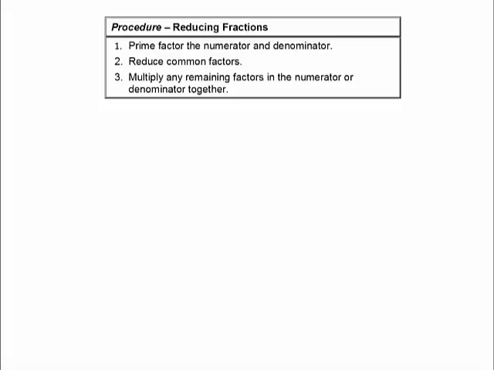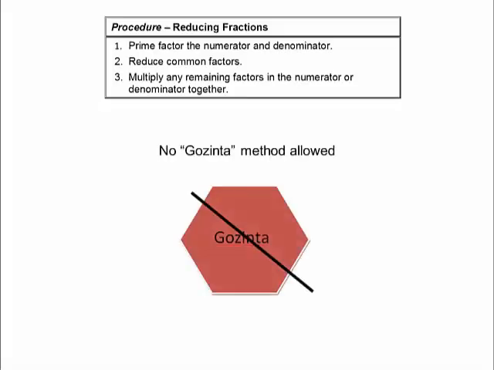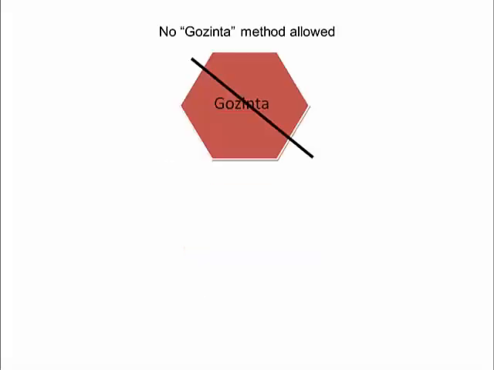Here's the procedure we're going to use to reduce fractions. You're going to prime factor the top and bottom, reduce common factors, and then multiply any remaining factors together. You can't use the Gazinta method. And what's the Gazinta method?